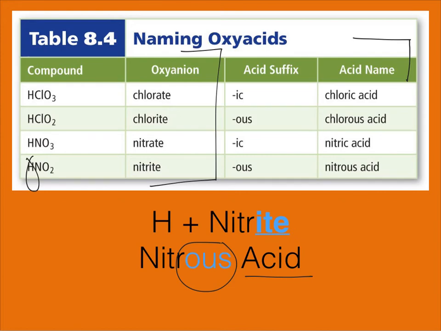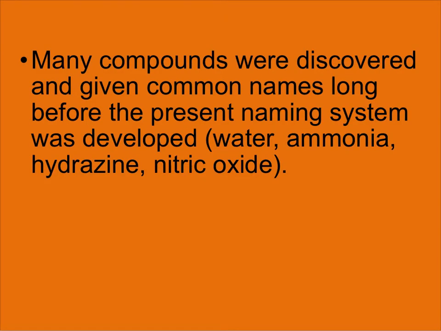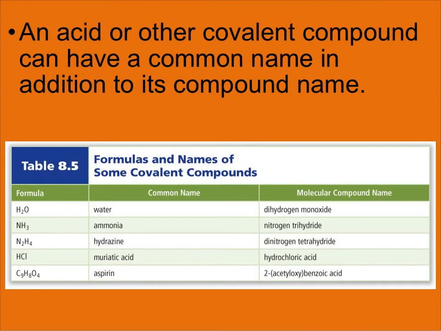All right, many compounds were discovered and given names long before the present naming system was developed. So for instance, water was around. It was called water before we had all these rules. Ammonia is another example, hydrazine, nitric oxide. So lots of things have more than one name. So an acid or other covalent compound can have a common name as well as its compound name, and I want you to become familiar with both.